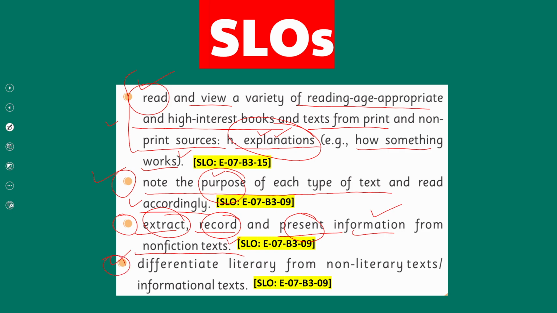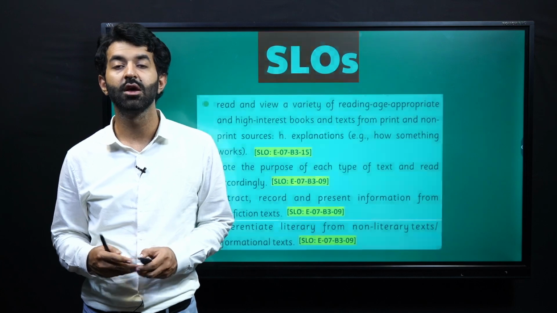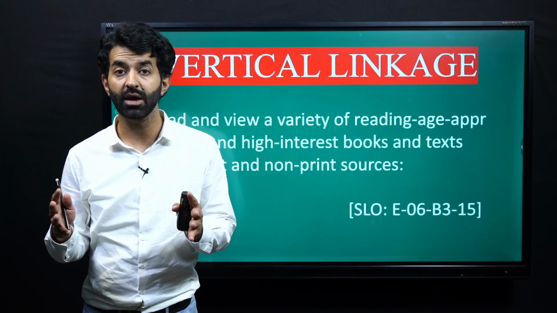Then last but not the least, differentiate literary from non-literary texts or informational texts. Yes, students, text can be categorized as literary and non-literary. We will see what is literary text and what is a non-literary text, which we also call informational text. So these are all the SLOs of reading that we will see. So let's begin, students. Be very much attentive.